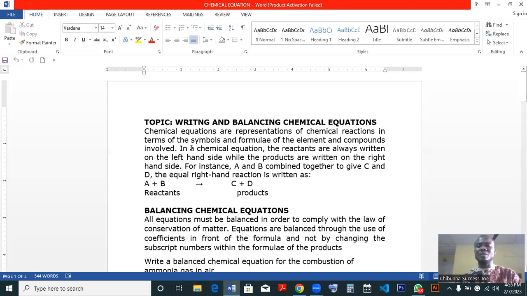Now, for you to write a balanced chemical equation, first of all, you must know the symbol of each element, and you must also know the formula of what? Compounds. That is how to write compounds. You should be able to know how to write compounds and also how to write the chemical symbols of each element. With that, you will be able to write an equation for a particular chemical reaction.